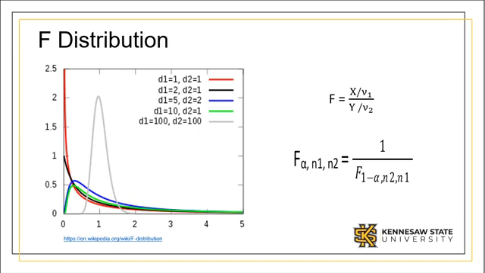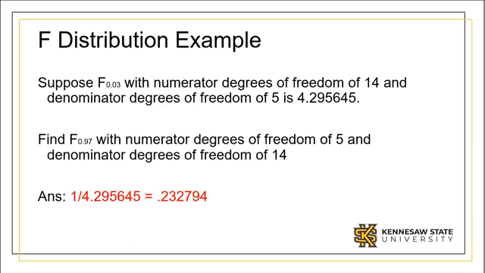An important property of the F distribution is illustrated here. The F random variable is based on a risk alpha, a numerator degrees of freedom n1, and a denominator degrees of freedom n2. We can determine the F random variable at risk 1 minus alpha by switching the degrees of freedom and taking the reciprocal. Consider this example. If the critical F statistic is given with alpha at 3% and degrees of freedom noted, we can find the critical F stat with alpha 97% with degrees of freedom switched by taking the reciprocal.